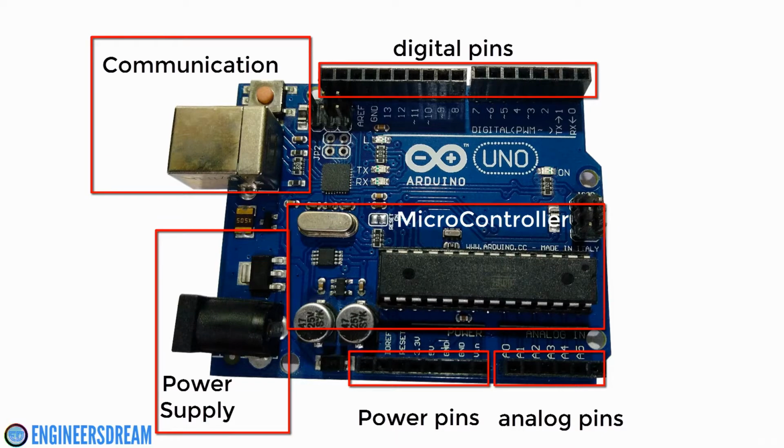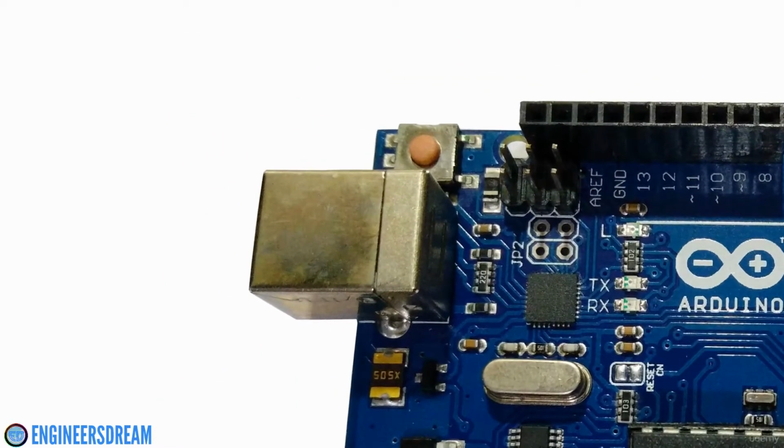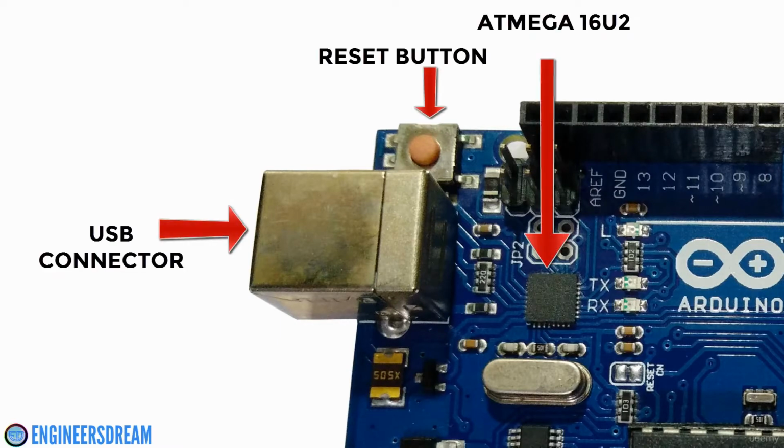Now, for explaining the Arduino Uno, I'll first divide it into 6 different parts. You can see these parts in front of your screen. I will start explaining from this top left part over here. I basically call this part the communication part. This part mainly consists of a USB connector, a reset switch, and an Atmega 16U2 chip.